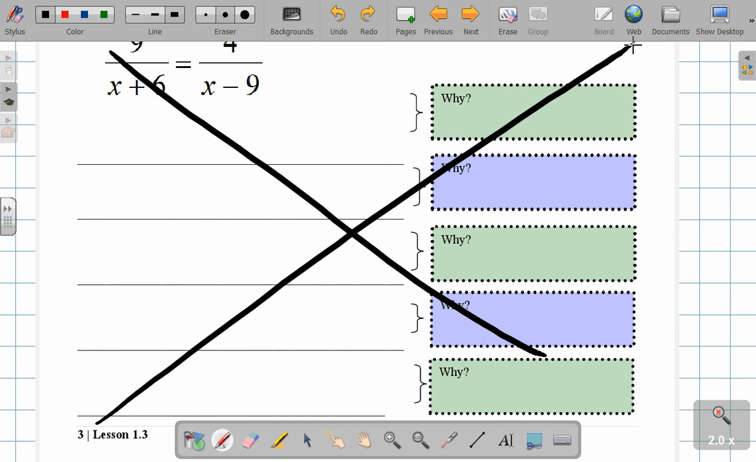Alrighty, guys. You are working on pages 4 through 8. You have 5 minutes. Go.